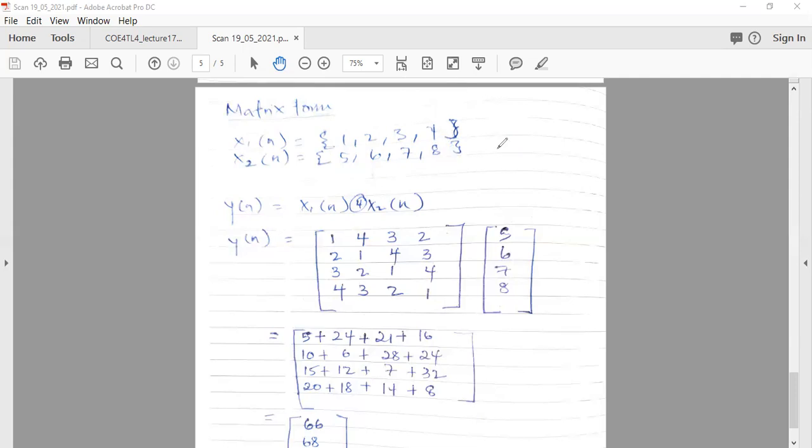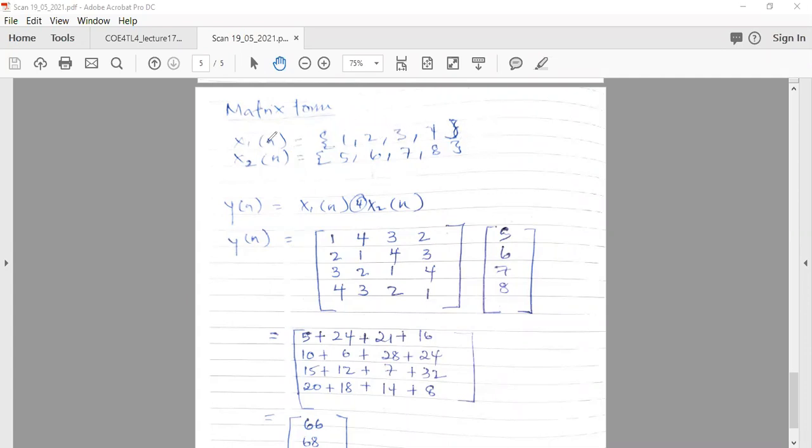Is that fine? All of you are okay with this? Please take note of this. If one of the sequences is short, you pad it with zeros. You add that many zeros that it is short of. If the sequence is longer, you truncate it. Is that fine? Now, there's another thing.